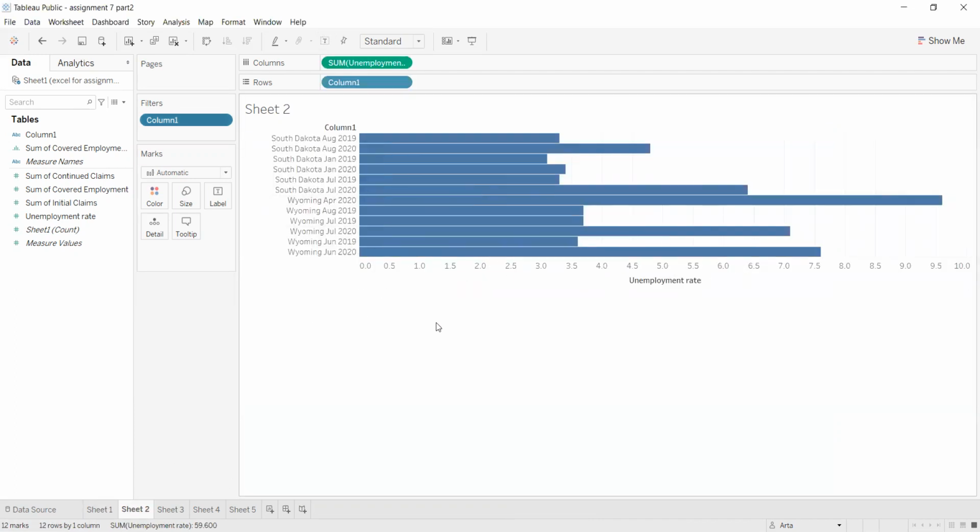Also in another diagram, I compare two different states, South Dakota and Wyoming, in two different years, 2019 and 2020. As you see, the unemployment rate is like 9,600 in April 2020 in Wyoming, and this number is higher than this number in South Dakota in the same month.